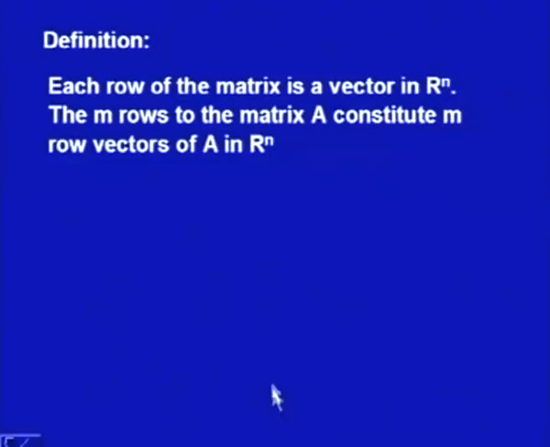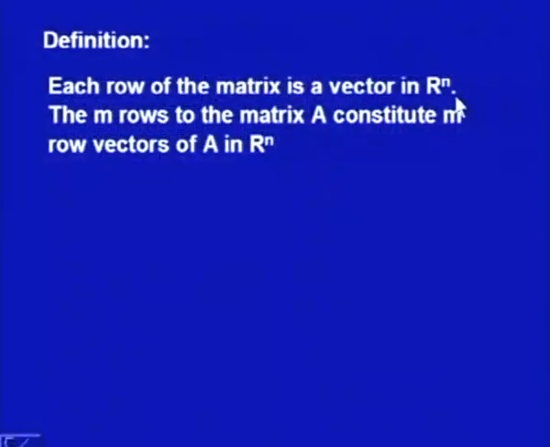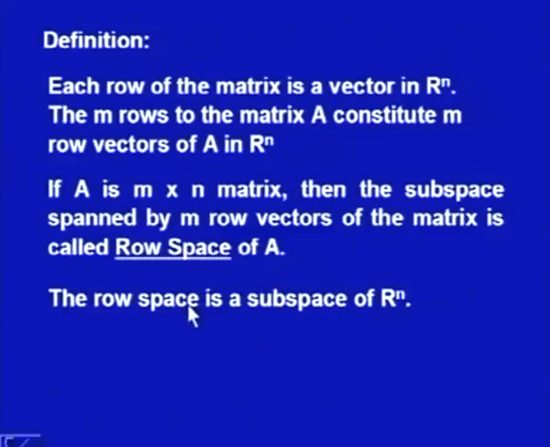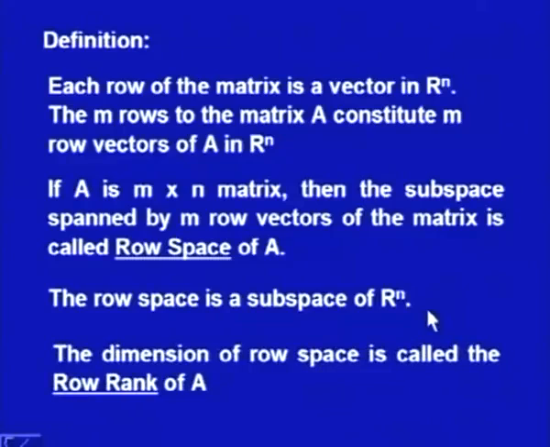Similarly, we define row rank. Each row of the matrix is a vector in Rn for the given transformation. Then the m rows of the matrix A, which is m by n, constitute m row vectors in Rn, and that means the subspace spanned by these m row vectors of the matrix is called the row space of A, and the row space is a subspace of Rn, this we have proved earlier. And finally, the dimension of the row space is called the row rank of A.